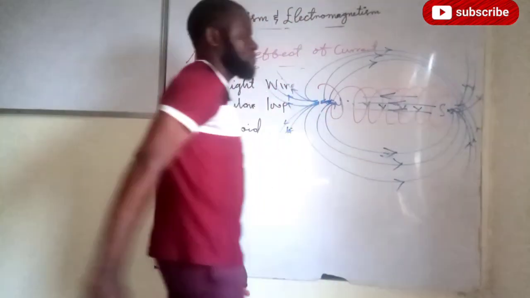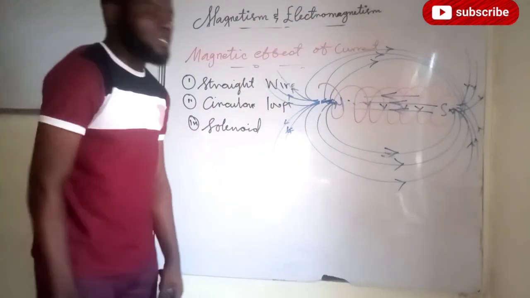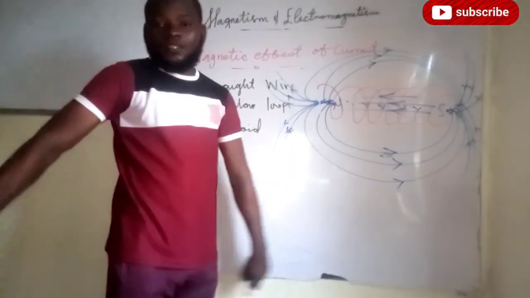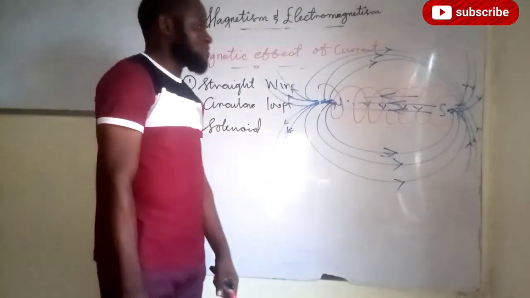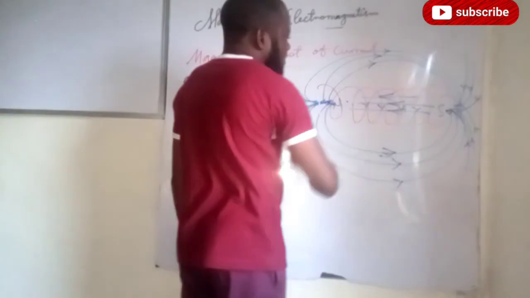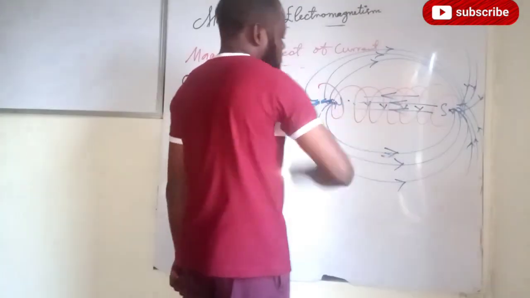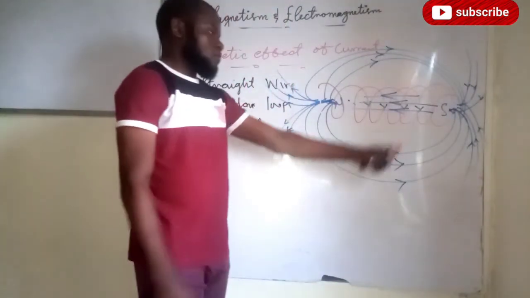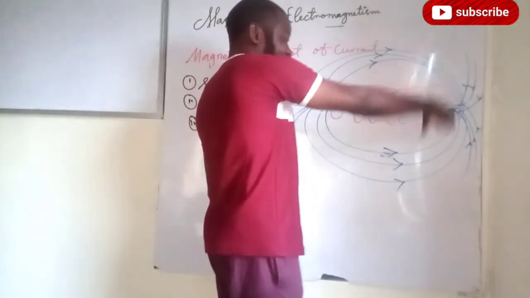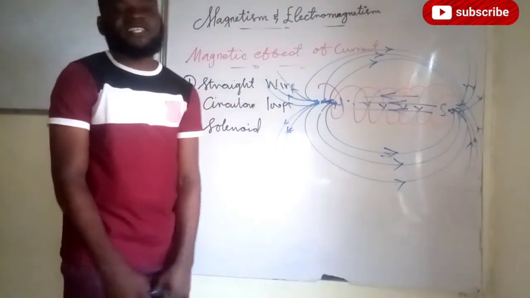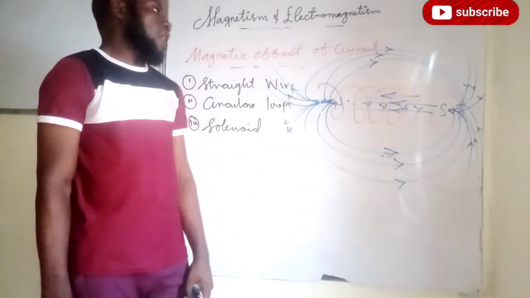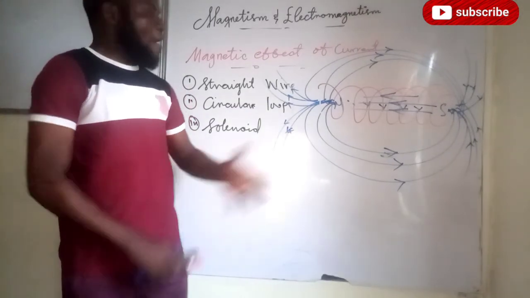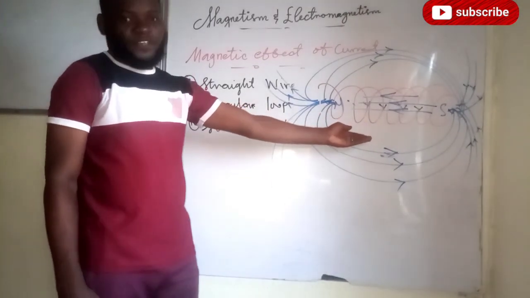I believe you guys understand this. I'm tired, guys. You understand this? Yes, I believe you understand it now. So this is how to get the magnetic field pattern of a solenoid that is carrying current. Now, last question before we go. How can we increase the strength of this field?